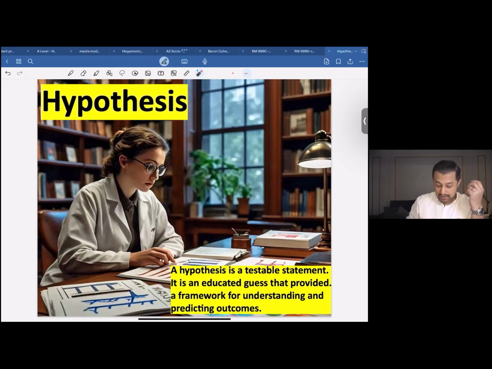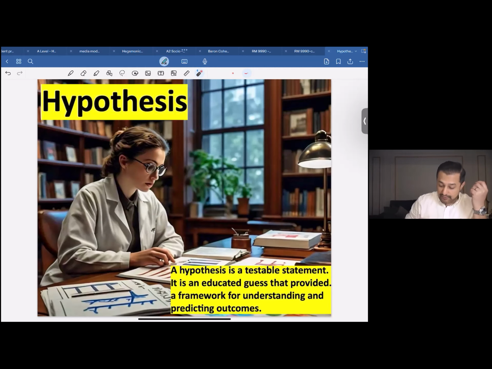So as we begin, number one, what is a hypothesis? A hypothesis is a testable statement, any statement that you could test. It is an educated guess that provides a framework for understanding and predicting outcomes. So an educated guess, it's a prediction, right?